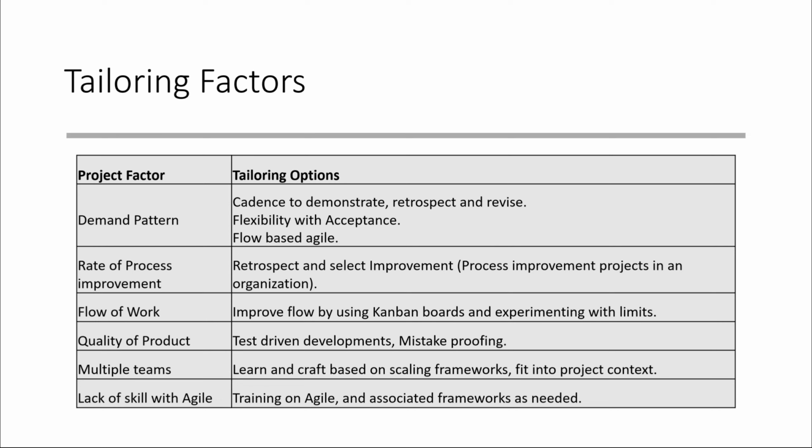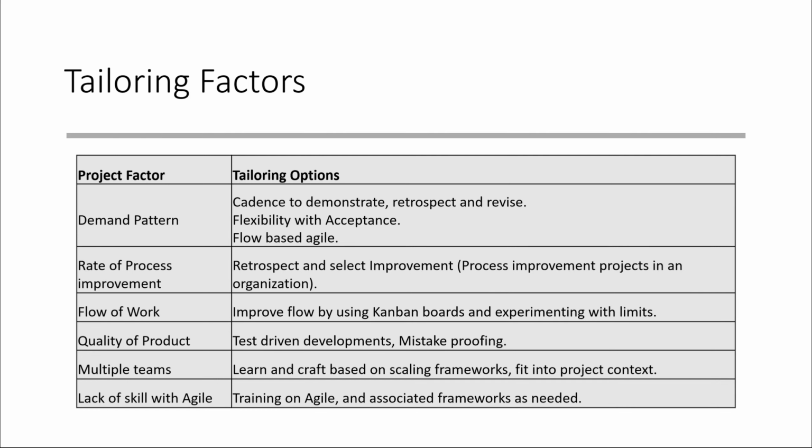Rate of process improvement required by the level of the team's experience. As a project factor, the tailoring option would be to retrospect more often and select improvements. The flow of work is often interrupted by various delays or impediments as a project factor. Consider making the work visible using Kanban boards and experimenting with the limits for the various areas of the work process in order to improve flow, which would be a good tailoring option. The quality of the product increment is poor. Consider using various test-driven development practices. This mistake-proofing discipline makes it difficult for defects to remain undetected.